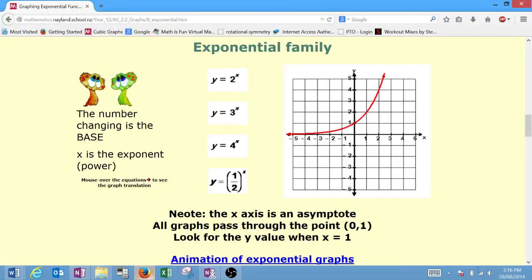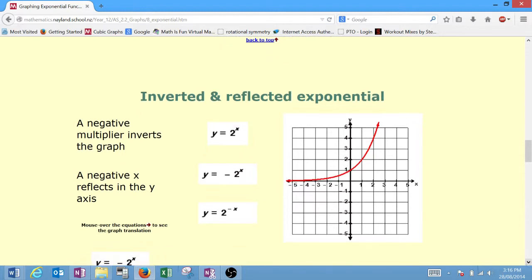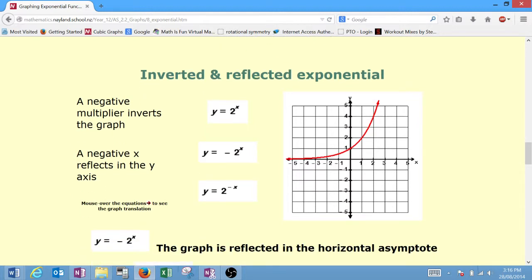If we now look at this and say, what happens when it becomes negative? This is similar to when we looked at cubics or quadratics. What happens when it becomes negative? The graph is inverted, okay? So if we go from 2 to the power of x to negative 2 to the power of x, it's reflected in the x-axis. We can still call that inverted. And you'll notice the key points change to 0, negative 1, and still the base number, 1, negative 2.